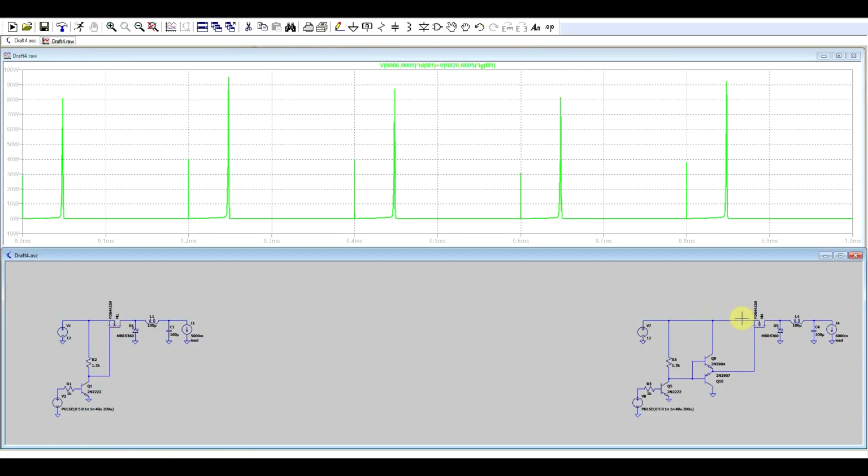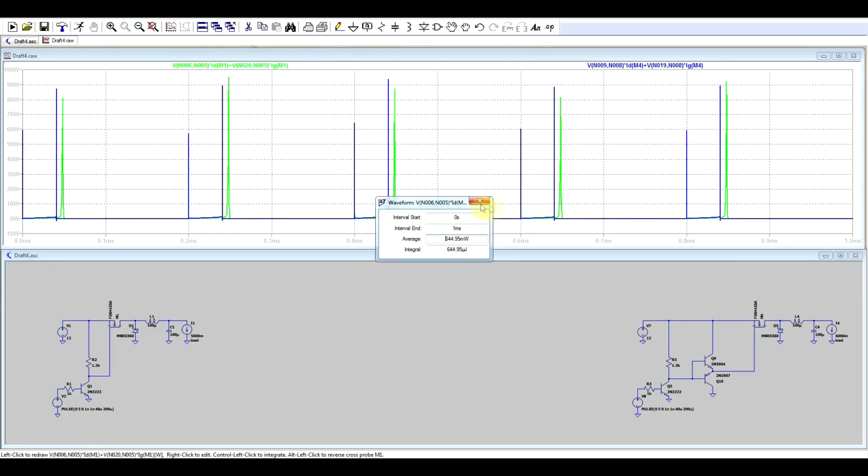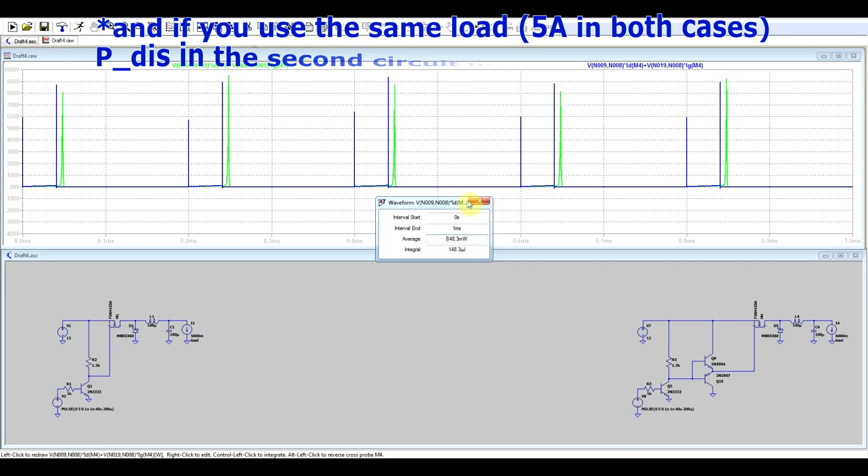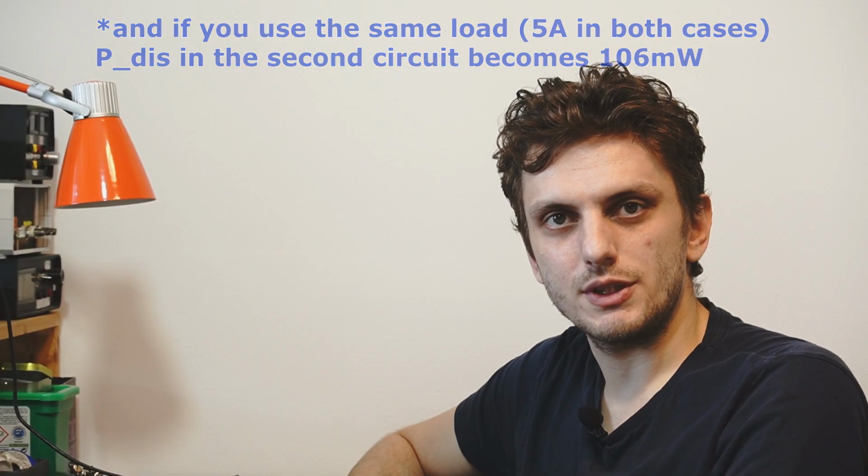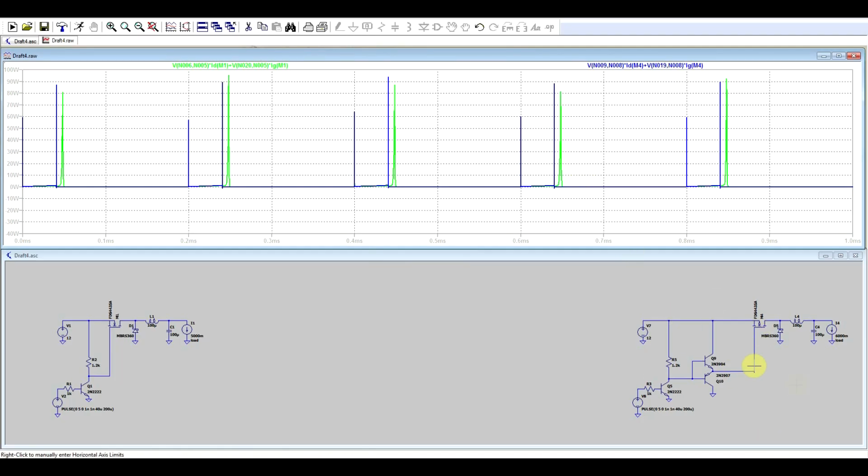So if we zoom out and compare the power dissipation on the two transistors, in the first case we're dissipating around 600 milliwatts, whereas in the second case it drops down to 148. So by improving the switching characteristics of the transistor, you can greatly improve the converter's efficiency. And this is basically how you should drive the high side P channel. Using this sort of push-pull driver, you can drive the transistor at much higher frequencies and much more efficiently. The open collector type of driver can work if the switching frequency is extremely low.